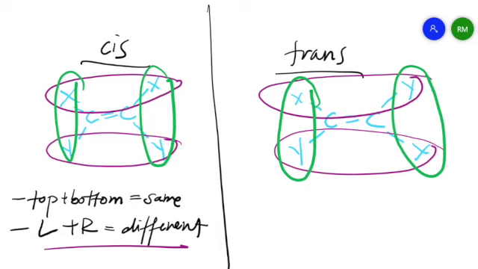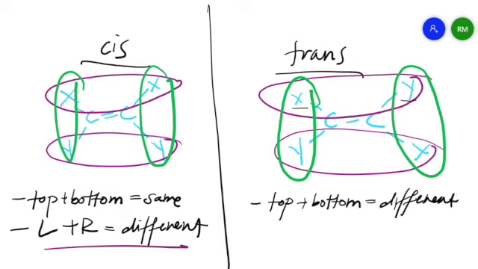So for trans isomerism, the top and the bottom are essentially kind of the same, but they're in a different order, so technically they are different. And what I mean here is that if you read this from left to right, you'd see that X comes first and then Y, whereas on the bottom, Y comes first and then X. And again, left and right must be different.